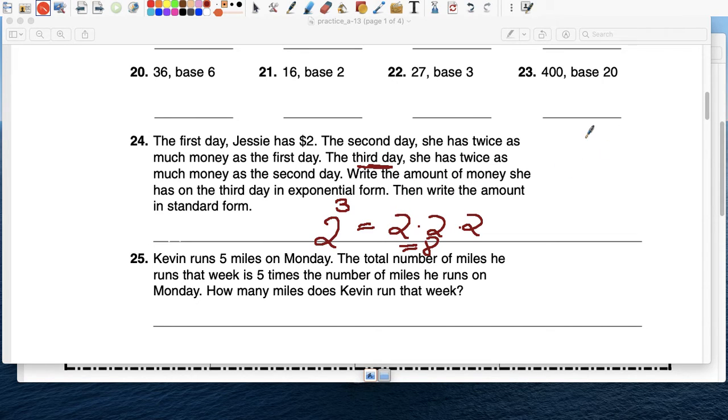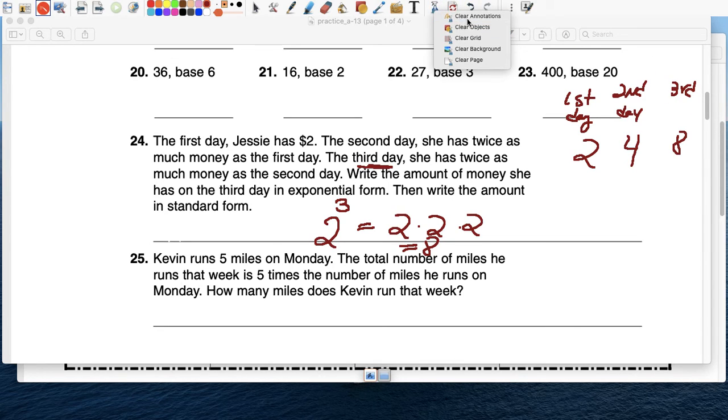So the first day she had 2, and then she doubles that money, she has $4 in the second day. And then she doubles that money, right? First day, she had $2. The second day, she doubles, so she has $4. And the third day, she's going to double the 4, which means she has $8. So imagine if that was possible. Guess how much you would have after 30 days.